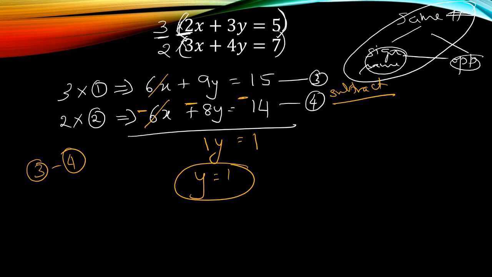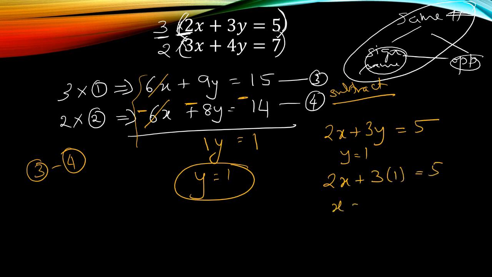The next step is to go back to the given equation. You don't have to use these two equations because they have bigger coefficients, so it will be more difficult. Since it is 1, it might be easier, but it's better to go back to the equations which have lower coefficients. So let's go back to the original equation, 2x plus 3y equal to 5, and y equal to 1 is what I'm going to substitute, and then find the value of x. In this case, x is equal to 1 as well. So x is equal to 1, y equal to 1 is the answer.